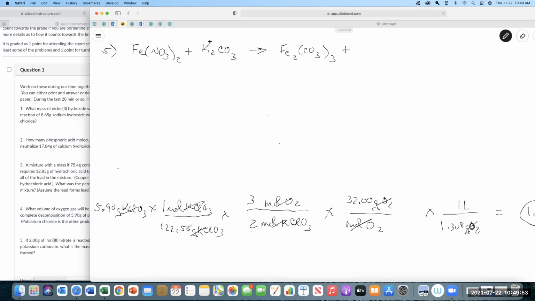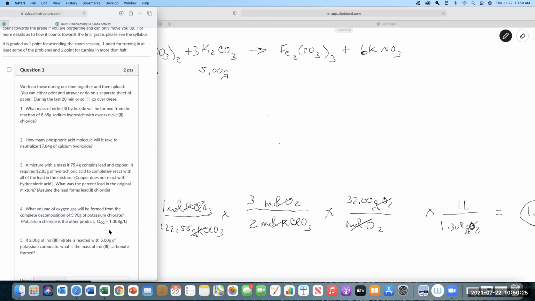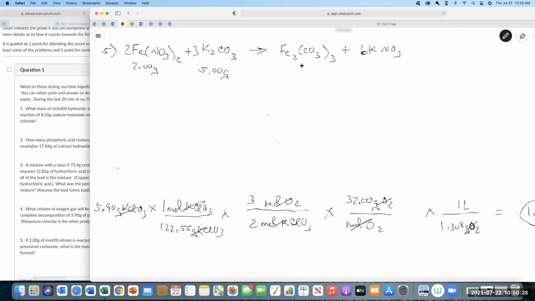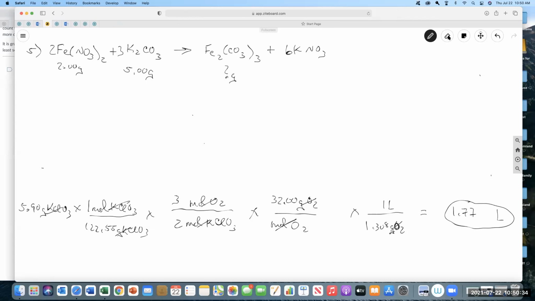You can kind of look at it: I don't have K and I don't have NO3. I showed you some other steps to do to get this. I'm skipping those in this case for time, but you can certainly write down the ions like we've done a number of times. To balance this, we're going to need a 2 here, a 3 here, and a 6 here. Now we're told we have 2 grams, and we have 5 grams, and we want to find question mark grams. So that's this problem. I'm going to erase the bottom here.